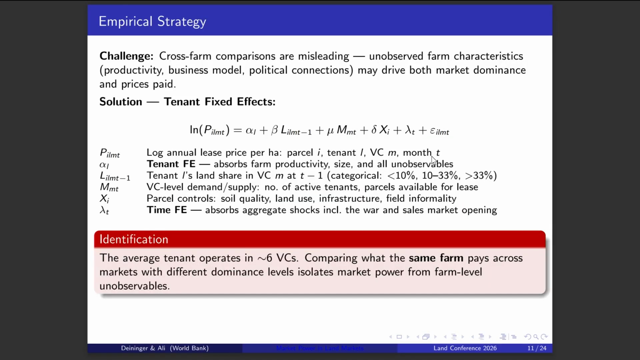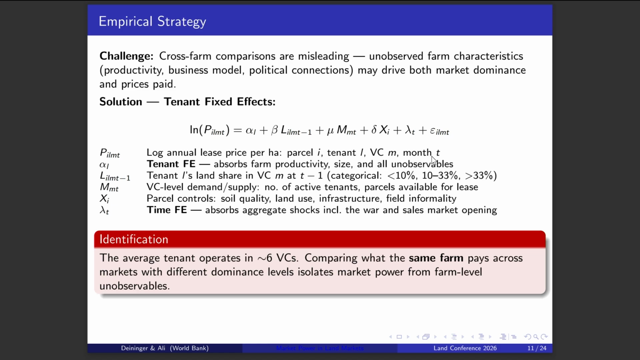So let me walk through the empirical strategy. The concern here is unobserved farm characteristics, so cross-farm comparisons might be misleading. The solution that we are using is tenant fixed effects, and we also control for time fixed effects that absorb aggregate shocks, including the war as well as the sales market opening.